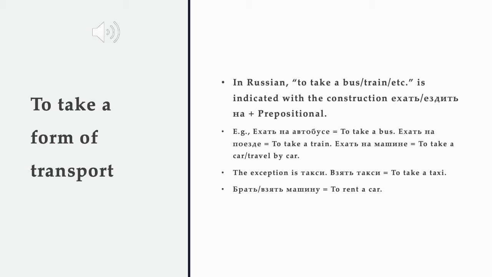Ехать на машине is to take a car or to travel by car. The exception, however, is the word такси, and in Russian you can взять такси, which means to take a taxi. This is probably a borrowing from French, so the ехать на автобусе, for example, is the native Russian form, and then they frequently borrow constructions from French, and so we have this взять такси, to take a taxi, and then you can also брать or взять машину, which is to rent a car. So again, in general, you want to use a vehicular motion verb plus на plus the prepositional, but you can literally take a taxi or take a car, meaning to rent a car.